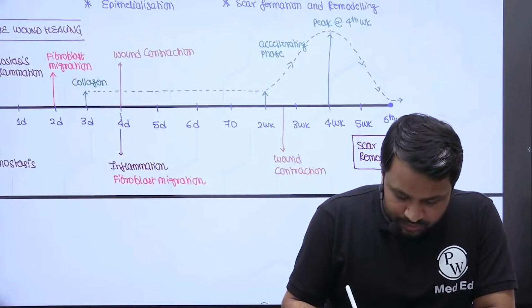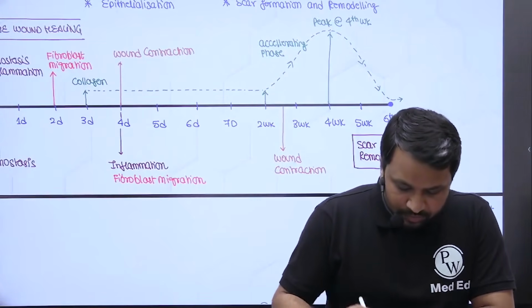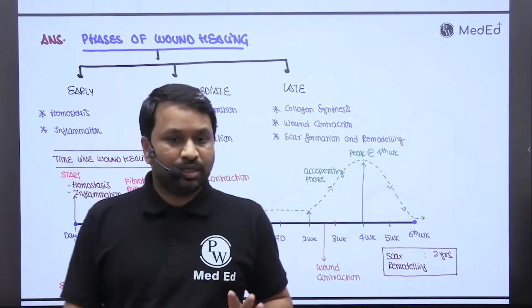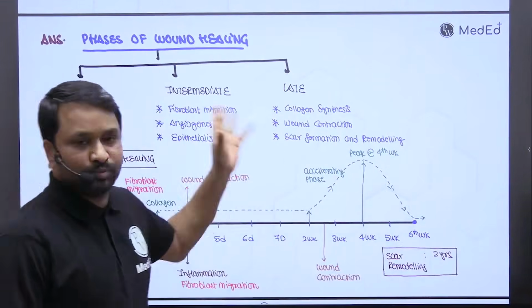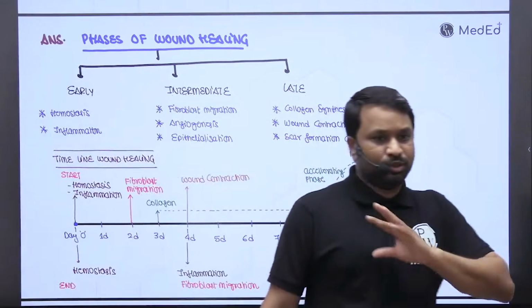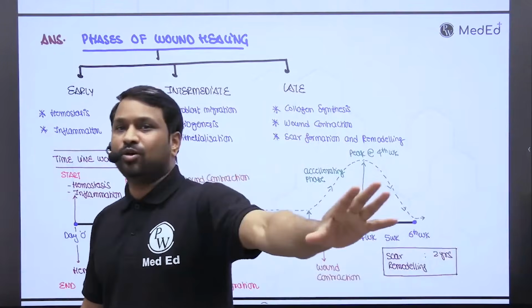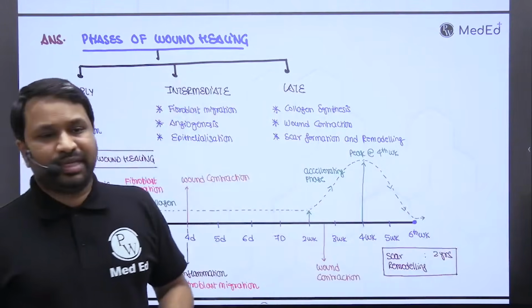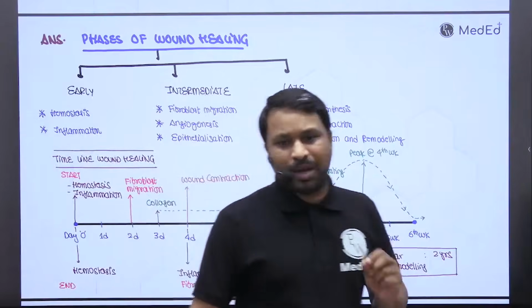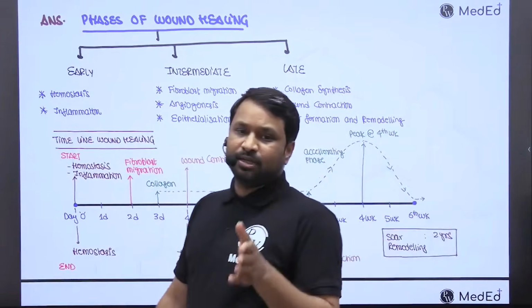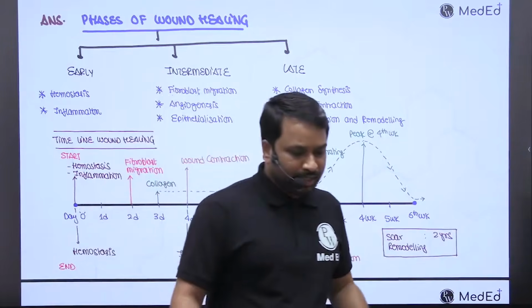Now, if they ask you the phases of wound healing, if they have asked you for a 3 marks question, this is what is expected from you, right? If you write this much, no examiner is going to take anything out of your pocket. In fact, they will give you 3 out of 3. So write the early phase, the intermediate phase, and the late phase of wound healing, right?